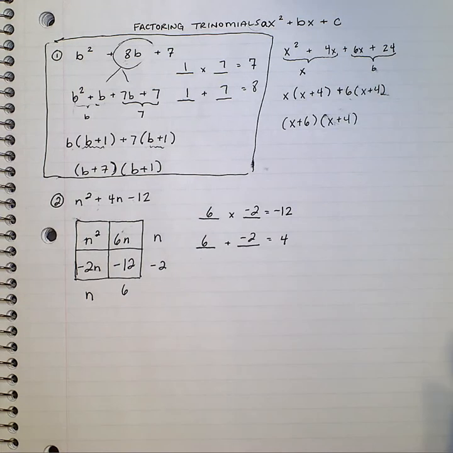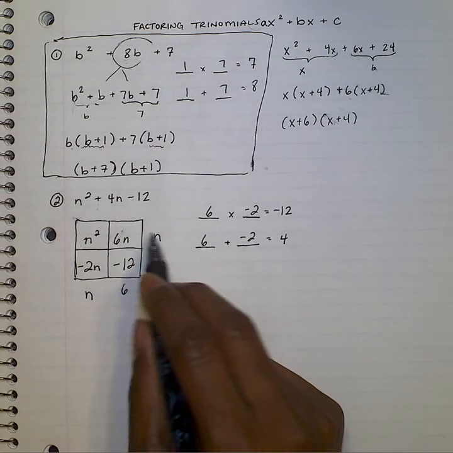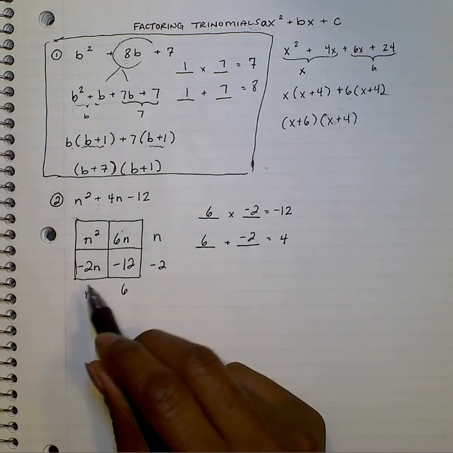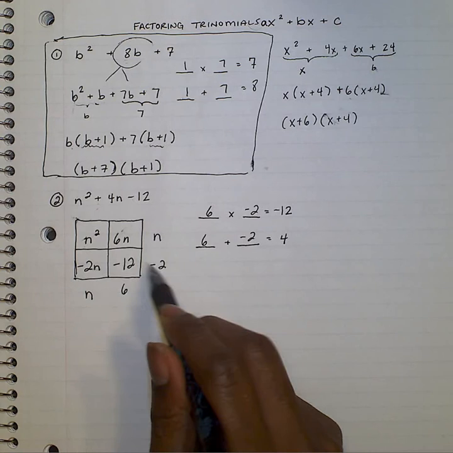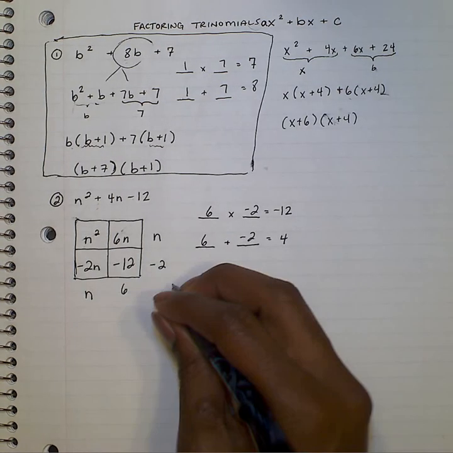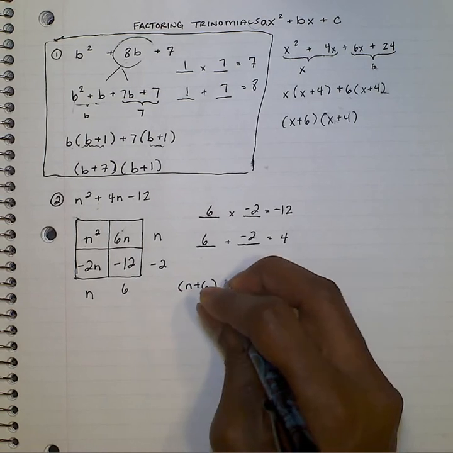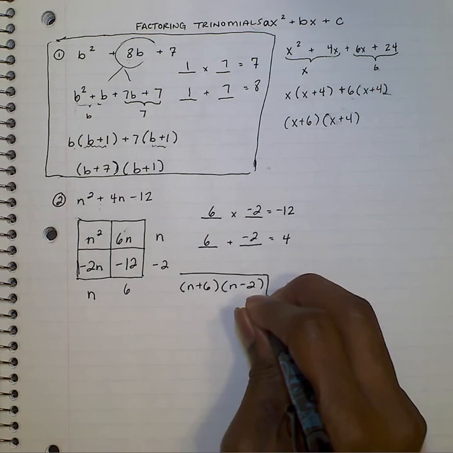Then you should just double check, make sure that when you go through, each of these boxes comes out to be what was already in the box. So n times negative 2 is negative 2n. n times n is n squared. 6 times n is 6n. Got it. So here are my factors. I have n plus 6 and n minus 2. And that's it.